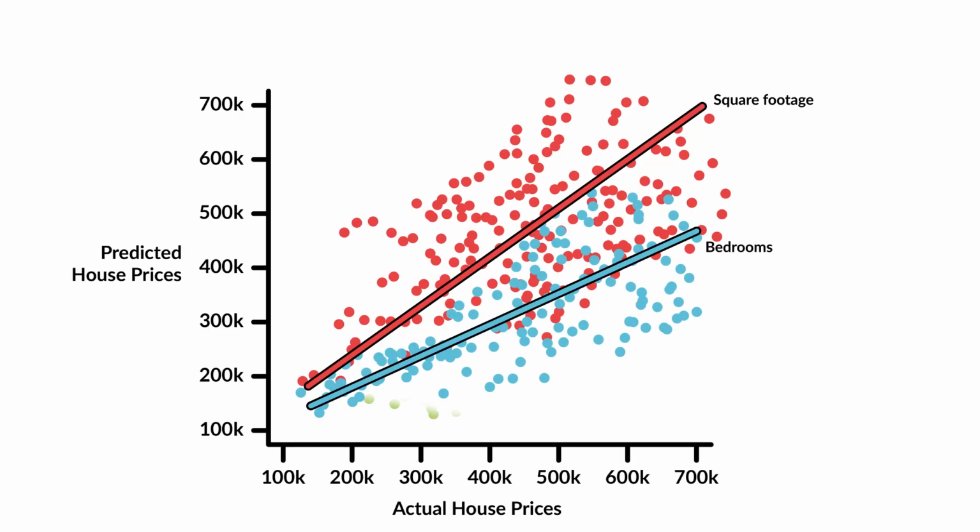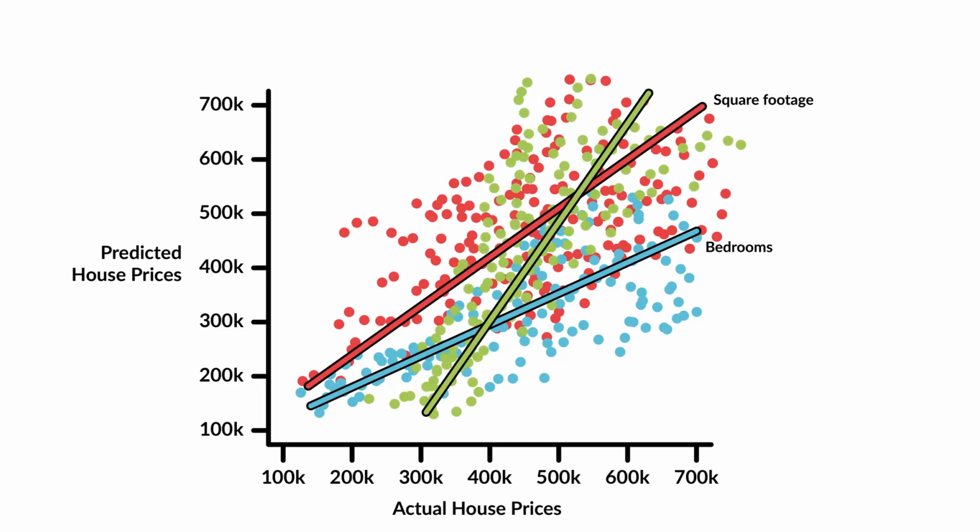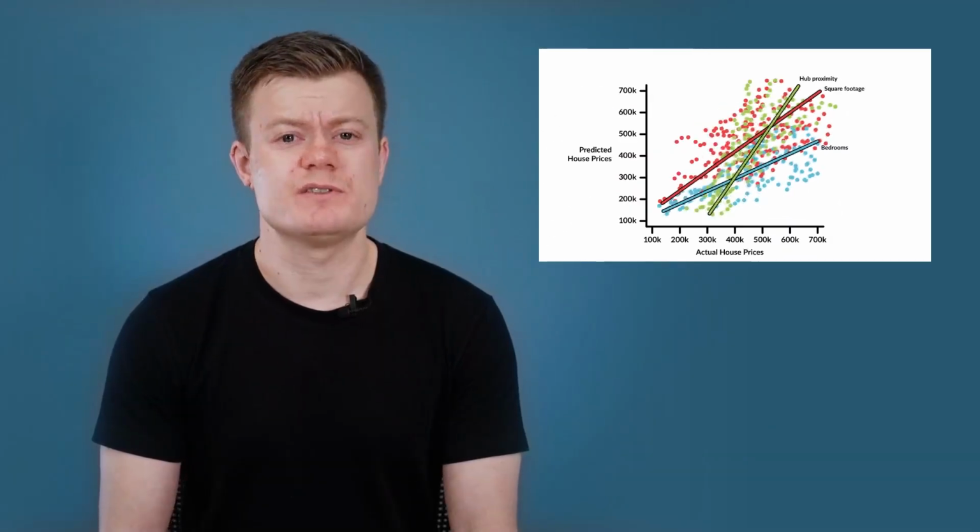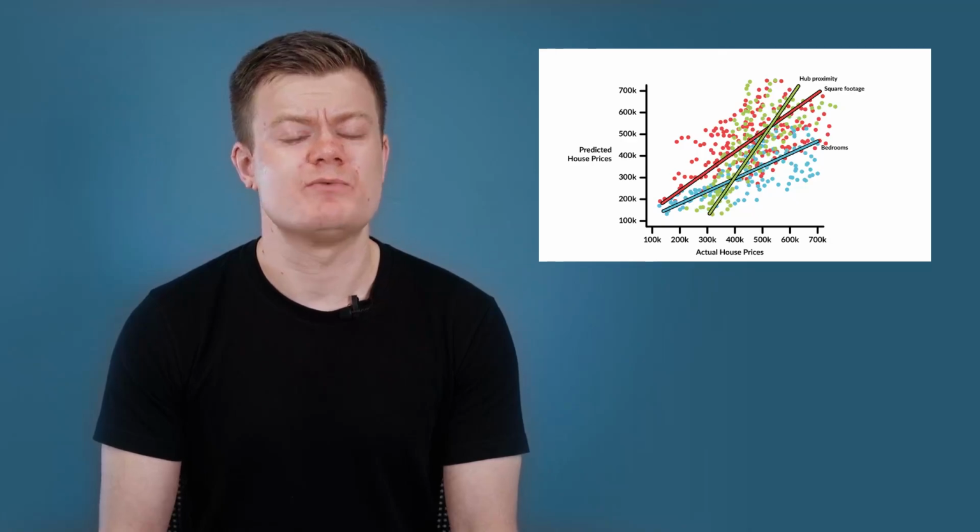For example, if we're predicting house prices, we might include variables such as square footage, number of bedrooms, and distance to the nearest rail hub. Each of these factors contributes to the final prediction, and by analyzing them together, we can create a more accurate and robust model. Understanding how these techniques can be used allows more accurate predictions in complex scenarios.